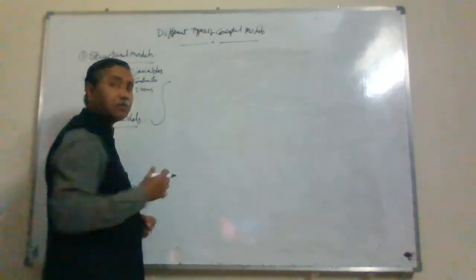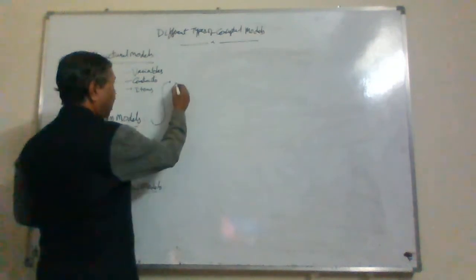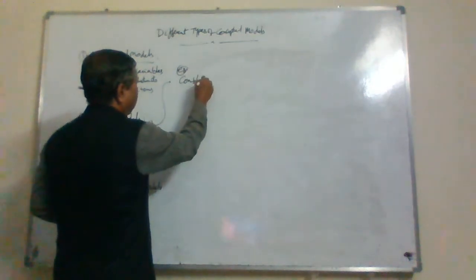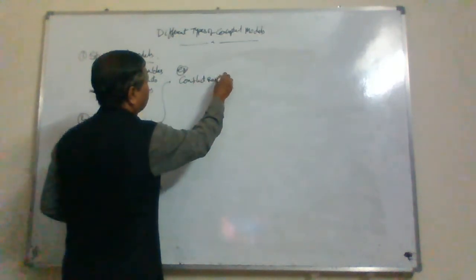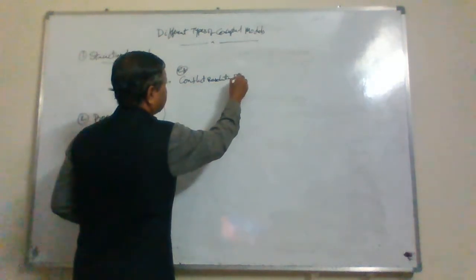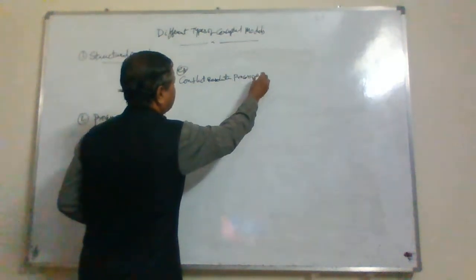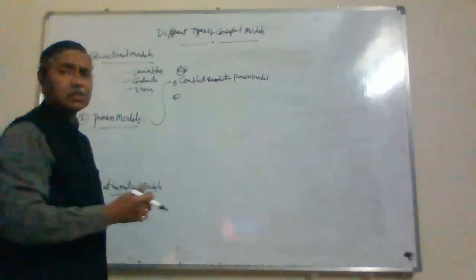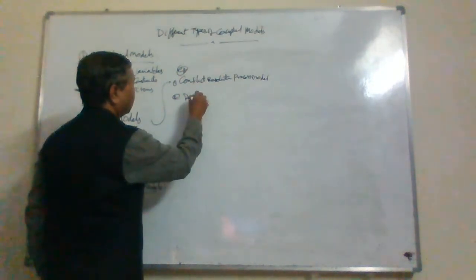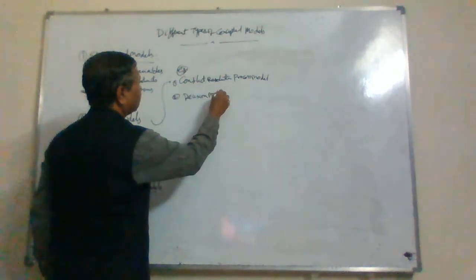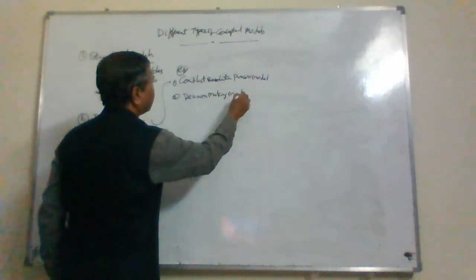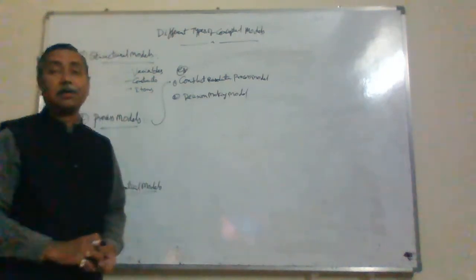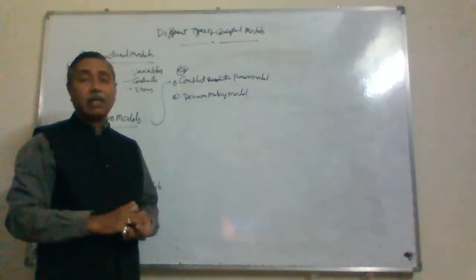Conflict resolution process comes under organizational behavior, right? Similarly, what is another example? Decision making process model. This can be one model, right? A series of actions will be there.